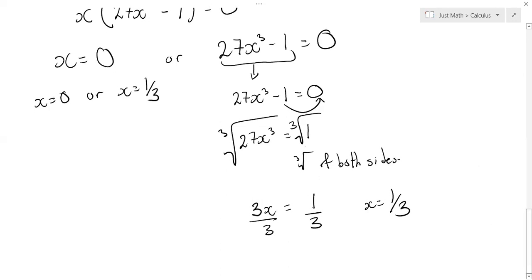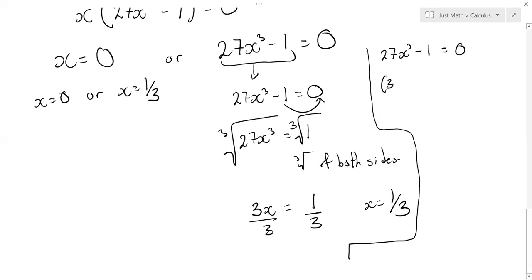Let me also do that here. So we have 27x cubed minus 1 equals 0. We can write this as (3x) cubed minus 1 cubed equals 0. So based on the difference of two cubes, we know that a cubed minus b cubed, we can write this as (a minus b) times (a squared plus ab plus b squared).